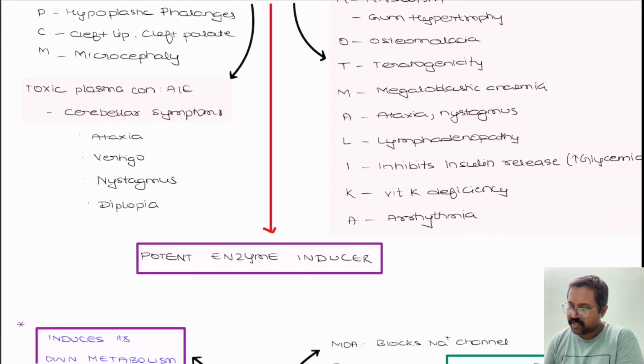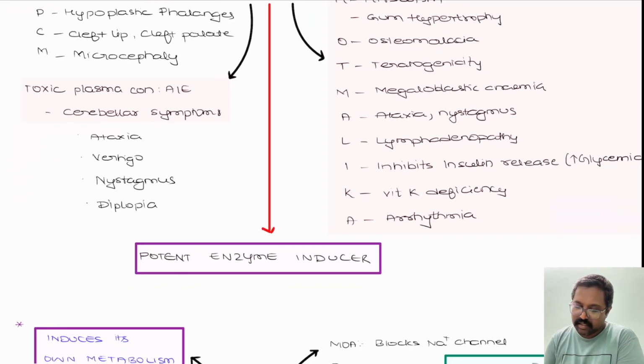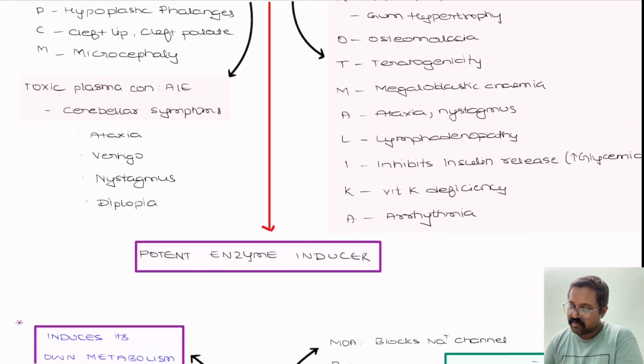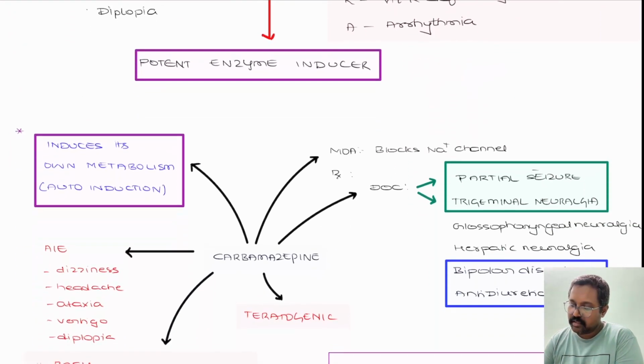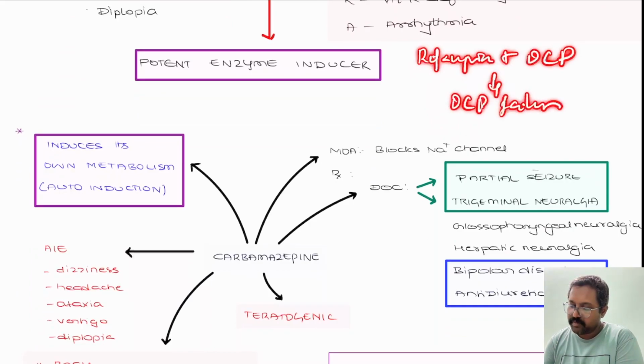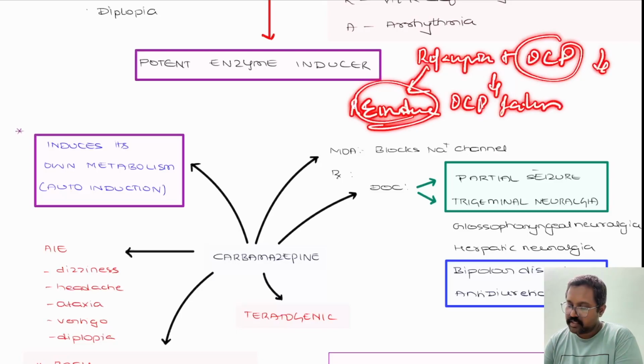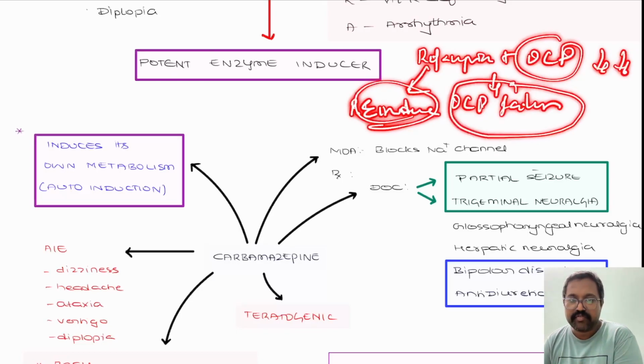So what will happen if you give rifampicin with an oral contraceptive? There will be oral contraceptive failure because rifampicin is a potent enzyme inducer. It decreases the concentration of the oral contraceptive pills, leading to oral contraceptive failure.